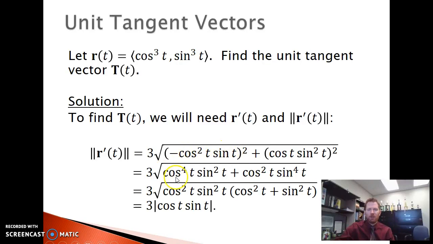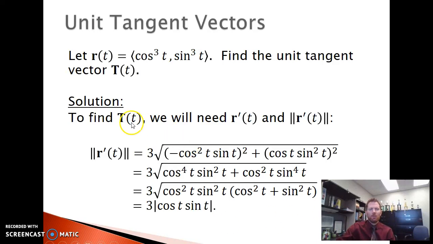Squaring each component leads to this plus this, and then factoring out what they have in common, cosine squared t sine squared t. When we factor that out, we are left with cosine squared t plus sine squared t, which is conveniently 1. Therefore, we have 3 times the square root of cosine squared t sine squared t. You may be tempted to make that just cosine t times sine t, but I caution that that's actually the absolute value of cosine t times sine t. Under certain circumstances, it would just be cosine t sine t, for instance, if the t value were in the first quadrant.